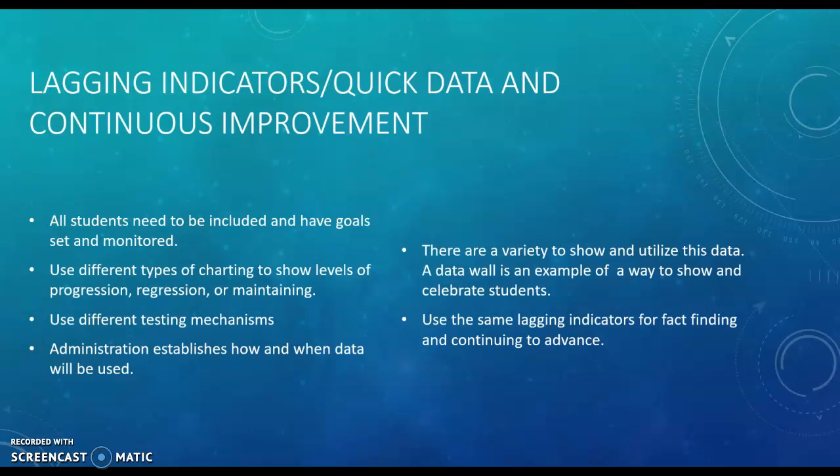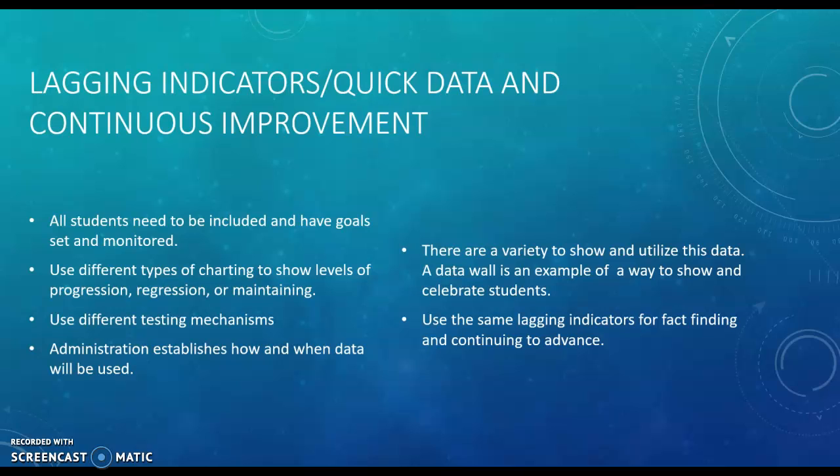Administration establishes how and when data will be used. Data can be used in simple things as day-to-day applications. They can be looked at within PLCs or within staff meetings or school-wide meetings. The use of different testing mechanisms can include day-to-day testing, one-on-one with student, verbal, written, creative, or standardized.